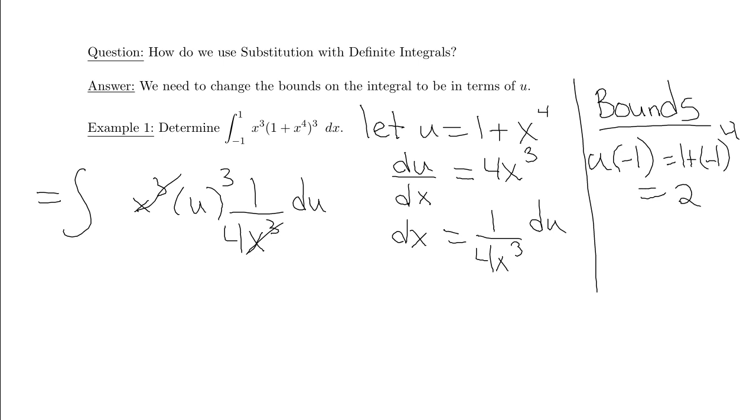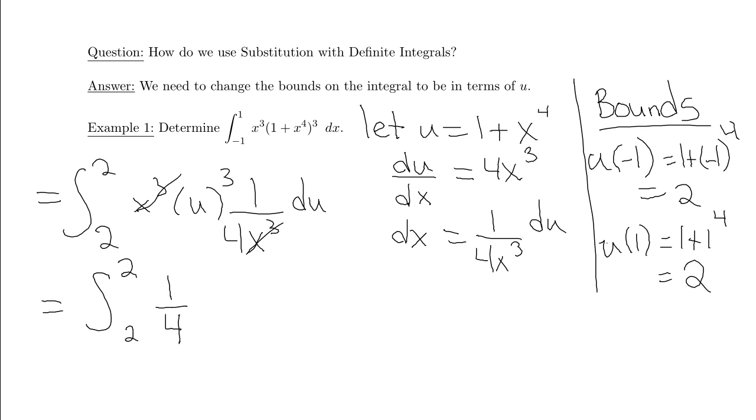My next bound, which is u of 1: when x is equal to 1, u is 1 plus 1 to the power of 4, which is also equal to 2. So my new bounds are actually going from 2 to 2. And what's one of the first properties of my definite integral? If I have an integral going from the same number to the same number, that's talking about the area underneath a single point. And so without even trying, I know that that is going to be 0.